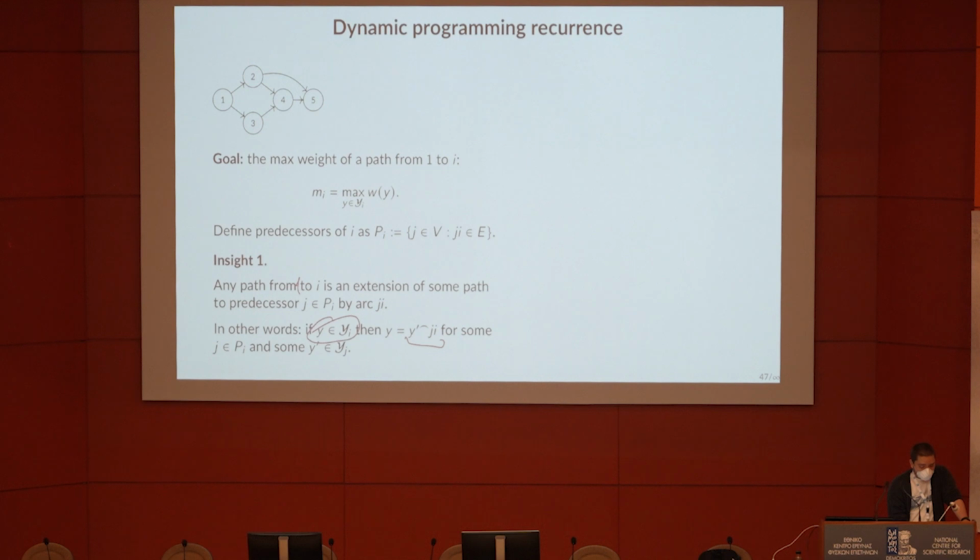Let's also draw a concrete example. So this path 1, 3, 4, 5 can be seen as the path 1, 3, 4 concatenated with this last arc for 5. That's all I'm saying, like that you can peel off the last arc of a non-empty path, and you will get a slightly shorter path plus 1 arc.